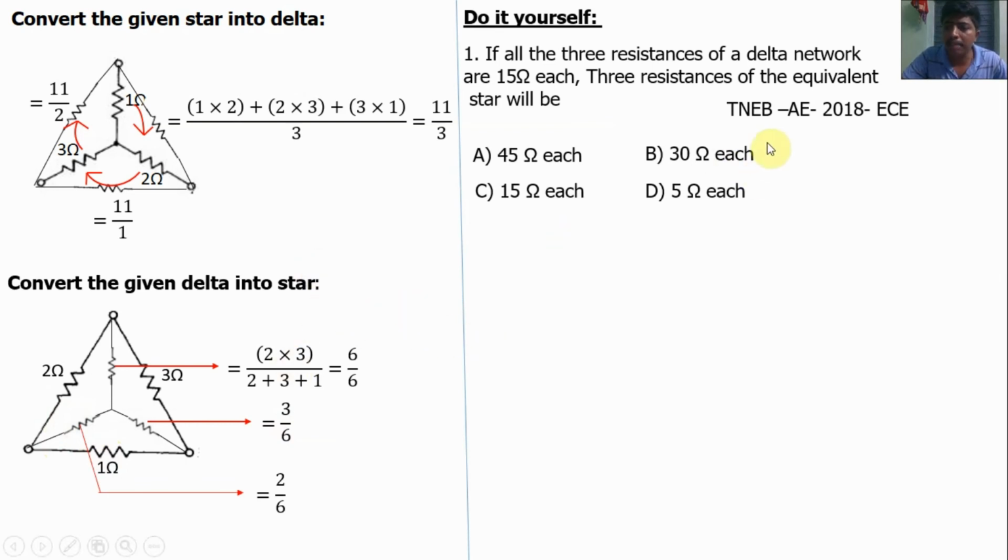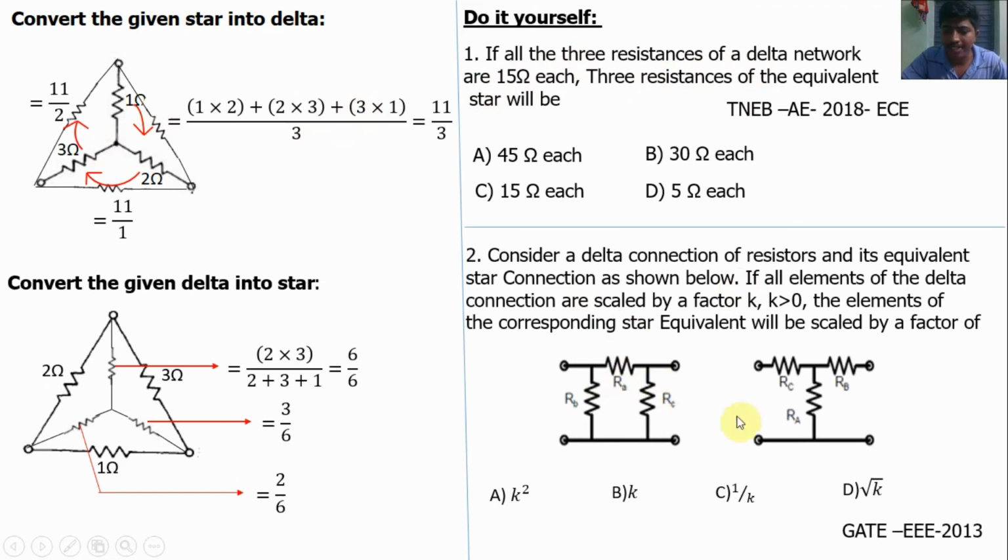Now do it yourself. This question was asked in the TNEB AE 2018 Electrical Department examinations. Delta values are given. All values are 15 ohms. We have to find the star resistance. The second question was asked in the GATE 2013 EEE examination. Delta resistance and star resistance are given. The delta values are scaled by a factor K, which means all the values are multiplied by K. This is the delta network, this is the star network. In the delta network, all the values are multiplied by K. Then what will be the equivalent star multiplied by? Try and comment your answers.